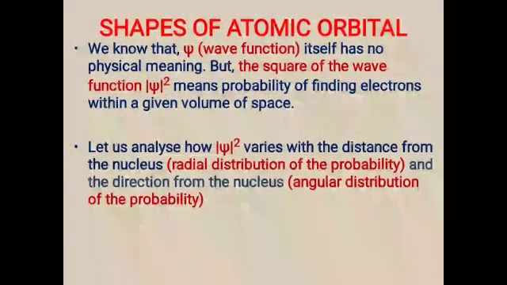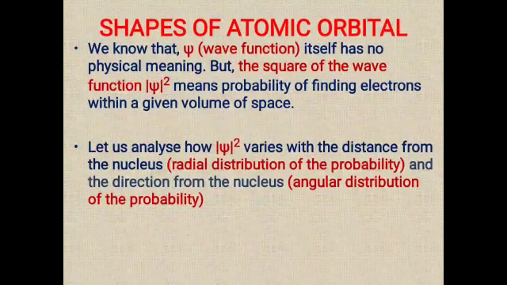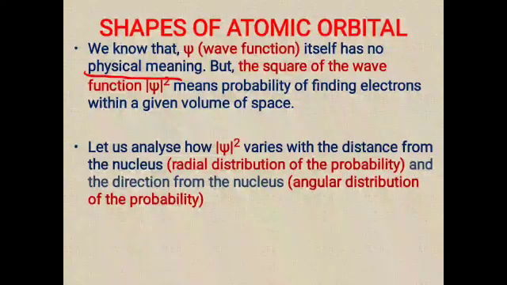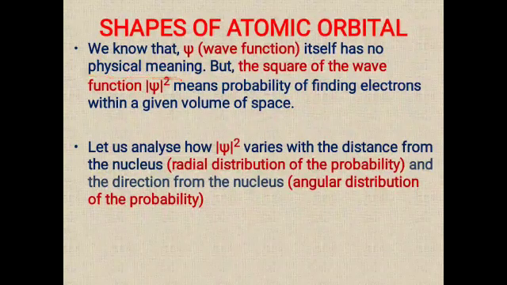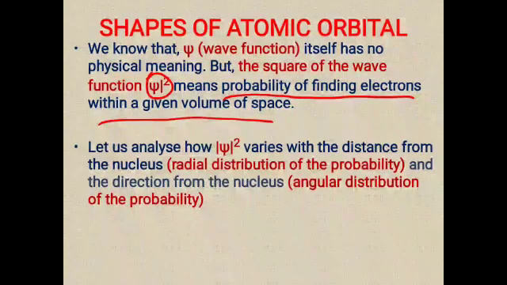Now we know psi, the wave function, has no physical meaning. Already in the previous video we saw that psi has no physical meaning. It provides only the amplitude value. But the square of the wave function, that is psi square, means the probability of finding an electron within a given volume of space.